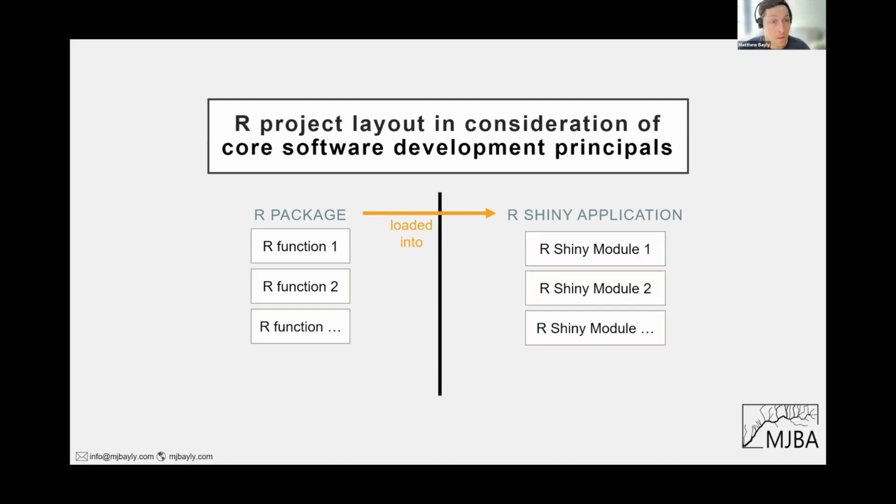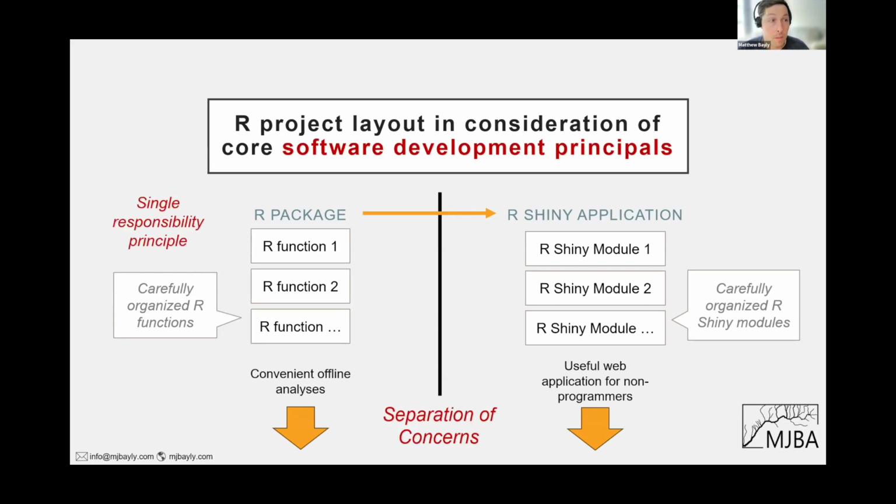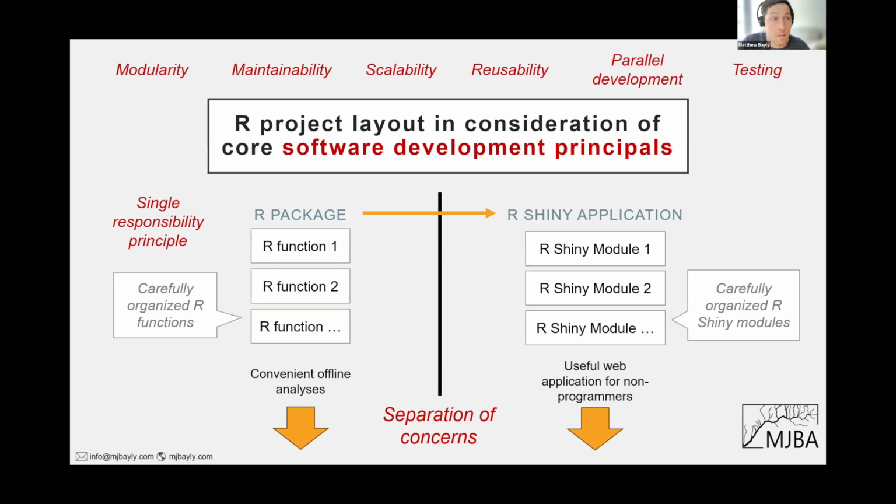So in our project, when we're thinking about the layout in comparison to core software development principles, I'm showcasing this setup that I really like to use, where your R package and your R Shiny application are two separate things. The R package is loaded into the Shiny application. Each of these is made up of carefully organized R functions and unique Shiny modules. This way you can keep using the R package in offline analyses without having to copy and paste code out of a Shiny app. So this could be useful for non-web programmers, or for using just the package in isolation. When we think of the core software development principles, we get separation of concerns, the single responsibility principle, modularity, maintainability because all the different scripts and components are quite small, scalability, reusability, and then, if you're using tests, parallel testing in development.